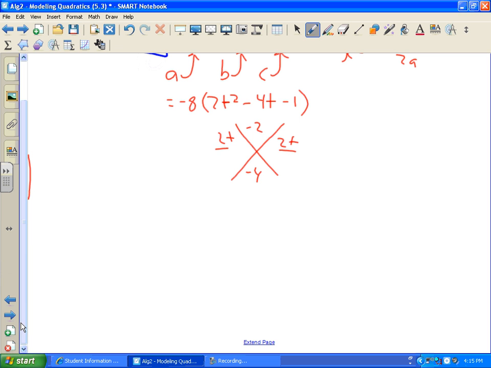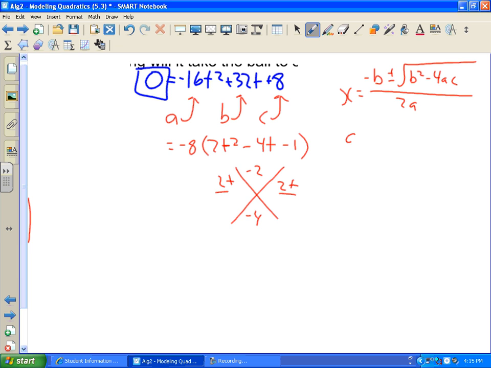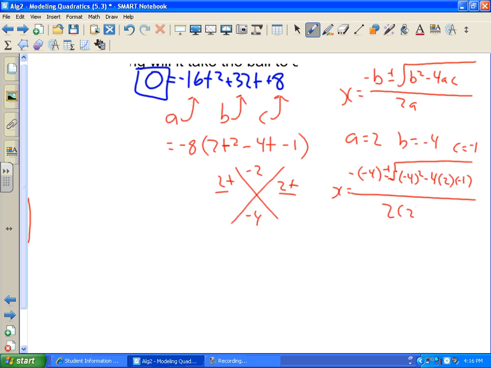A is going to equal 2. I'll write it right here for you. A equals 2, B equals negative 4, and C equals negative 1. Again, you're welcome to use those big numbers. I just choose not to. So x is going to equal, that's a negative negative 4, plus or minus the square root of b squared, which is negative 4 squared minus 4 times 2 times negative 1. That's all over 2 times 2.